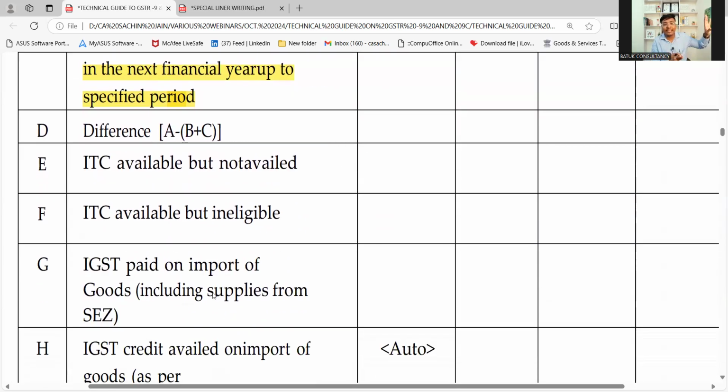There may be chances that certain ITC which is available with me as per GSTR 2A or 2B, but I have not claimed the same. In that case, the same should be shown here.